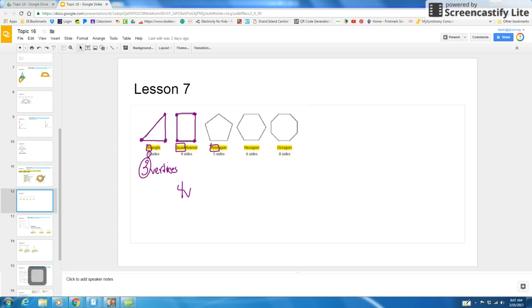Okay? Then we have our pentagon. Pent means 5. So if I was to count the sides, I have 1, 2, 3, 4, 5 sides. And where each of those 5 sides meet, we have a vertex. And because I have 5 sides, I will have 5 vertices. Then we have our hexagon. Hex means 6. So we have 1, 2, 3, 4, 5, 6. And if I go and count my vertices, that's 4, 5, 6.